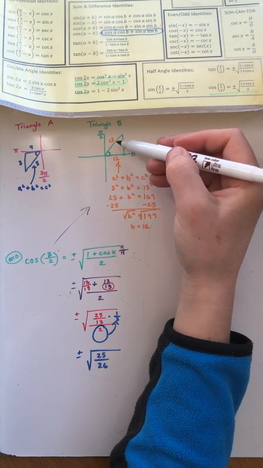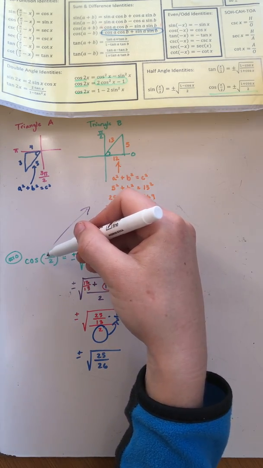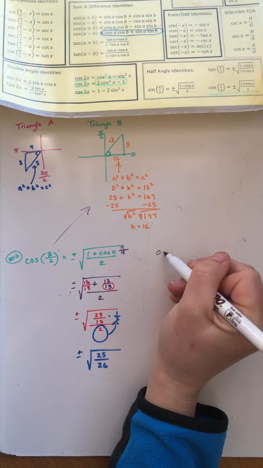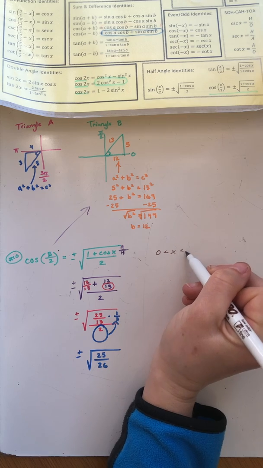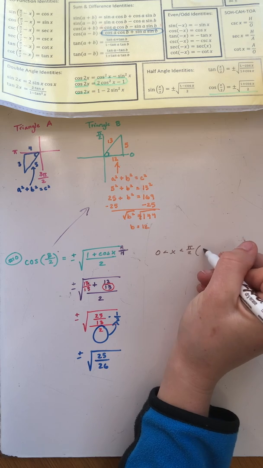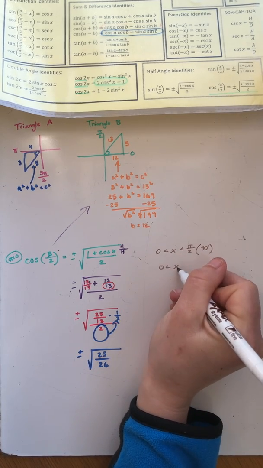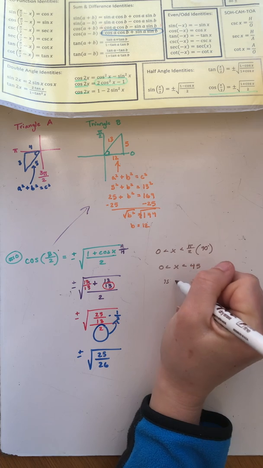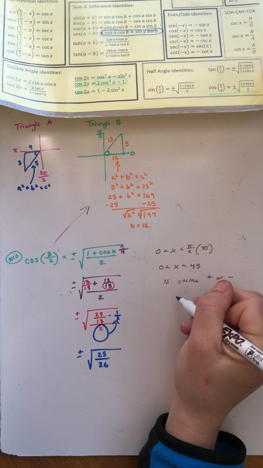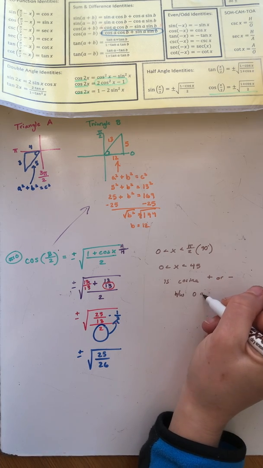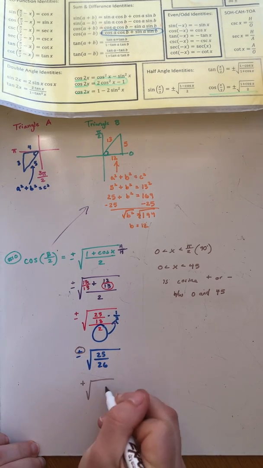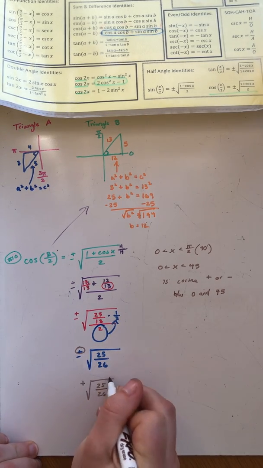Now, since we're doing half of angle B, we're using the half angle formula, instead of trying to find something between 0 and pi over 2, we're really trying to find things between 0 and 45. So is cosine positive or negative between 0 and 45? Well, it's positive. So my final answer is a positive square root of 25 over 26.